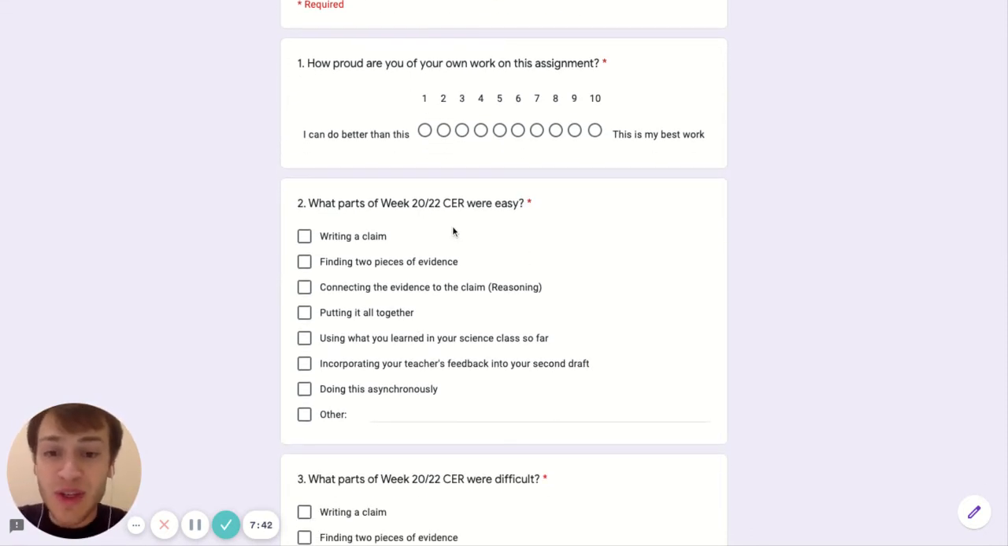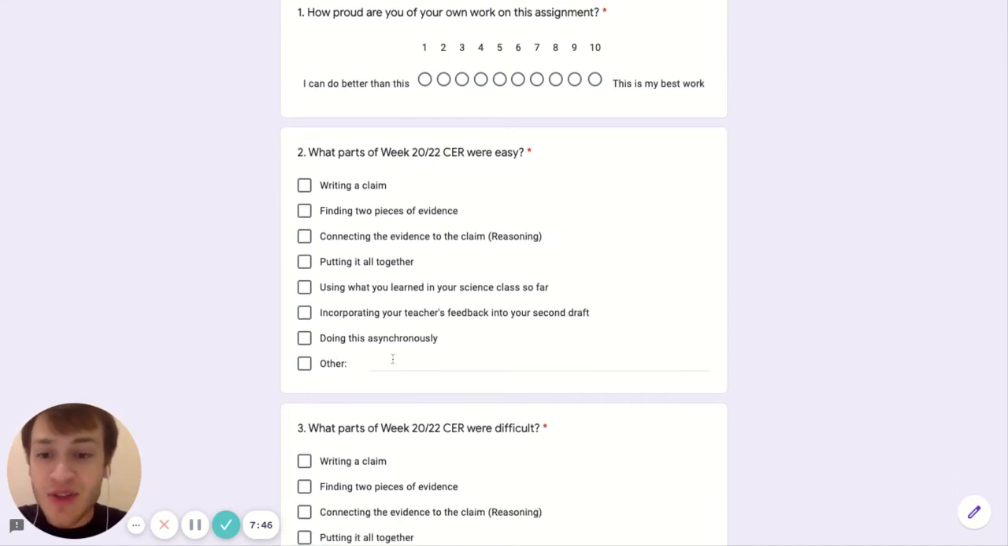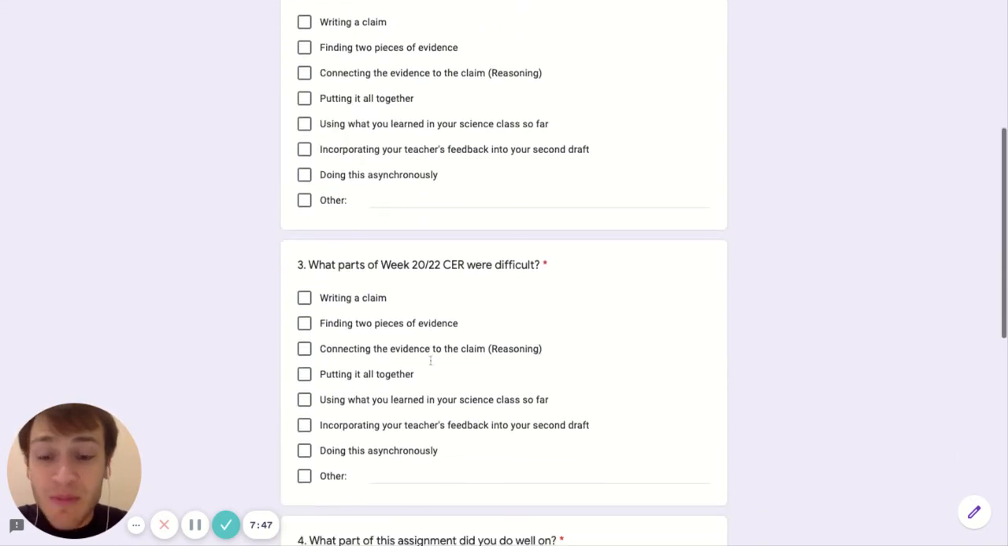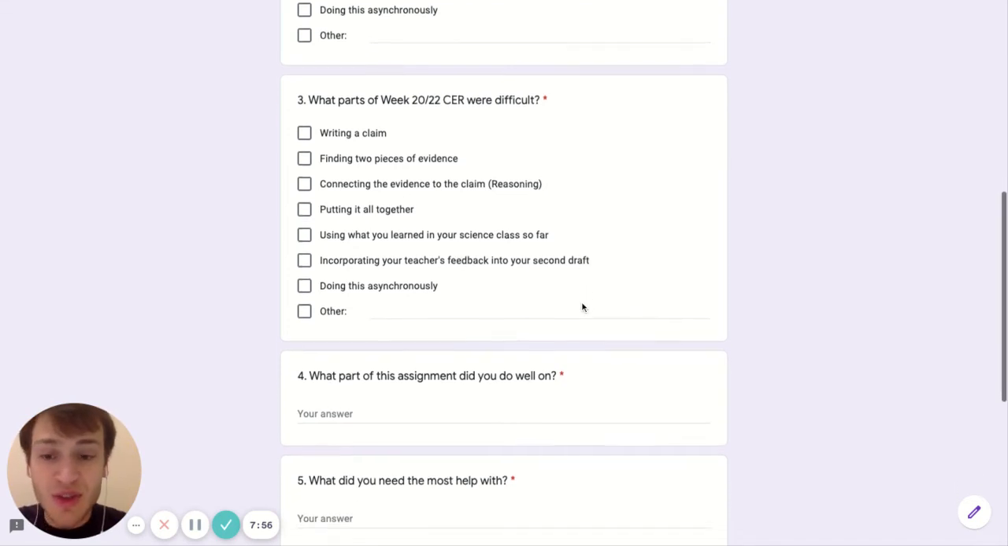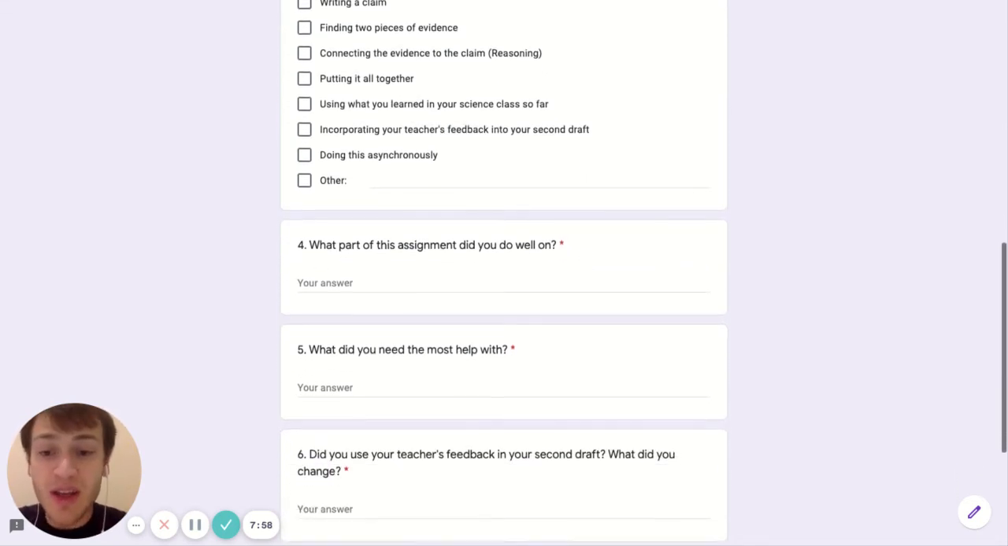Number 2 says, what parts of week 20 or week 22 CER were easy? You've got a few different options here. You can choose as many as you want. Please choose at least 1. Number 3 says, what parts of the CER were difficult? Again, you have lots of options to choose. You can choose as many as you want, or you can just choose 1.